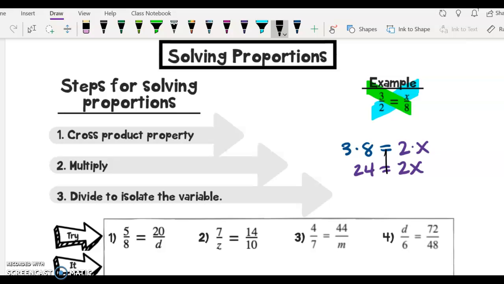Now we draw our line, and we're going to look at the side that has the variable, and that variable is being multiplied by 2. So we divide by 2 on both sides. It cancels, and I have x equals 24 divided by 2, which is 12.